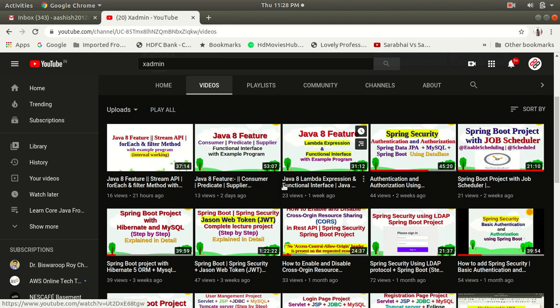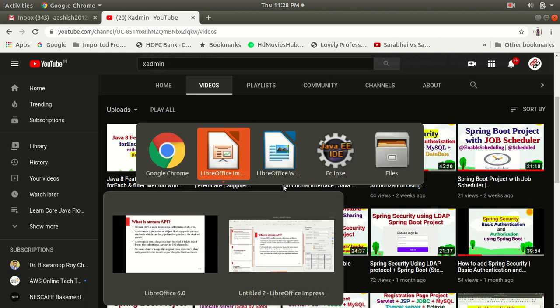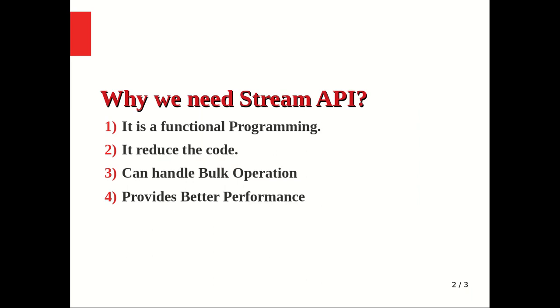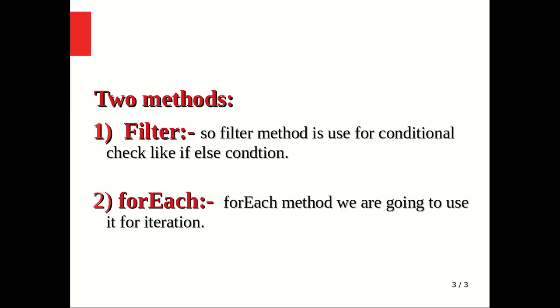So guys, in the last lecture we discussed the Stream API, what a Stream API is and why we need it, and also we discussed two methods of the Stream API, the filter method and the forEach method, and we have seen the internal working of the filter method and the forEach method.